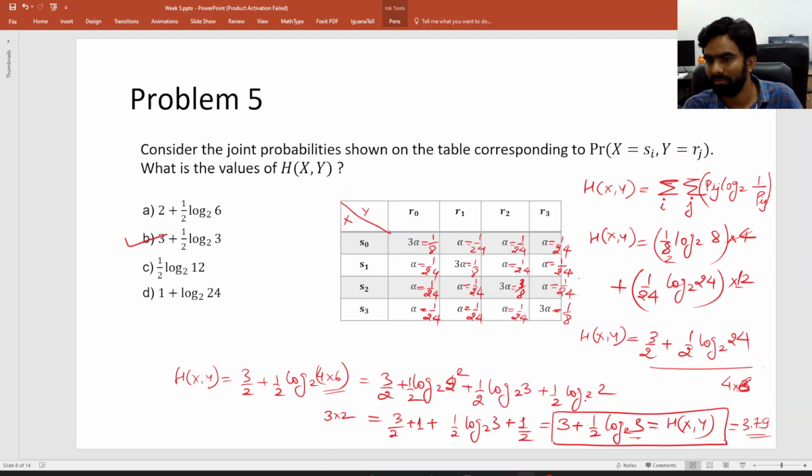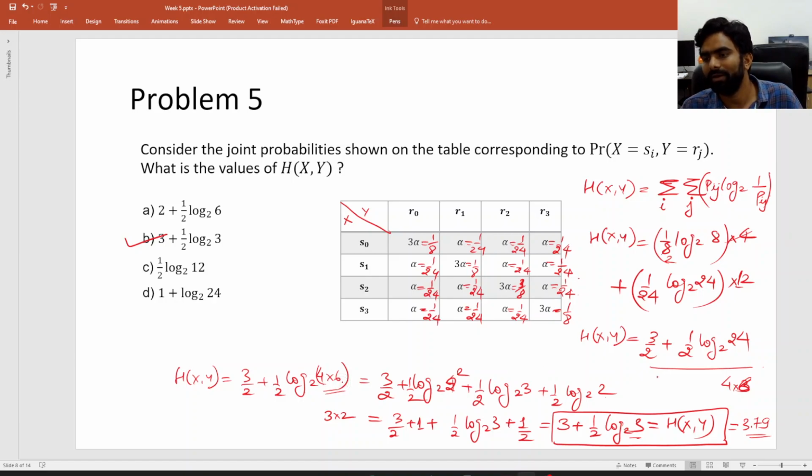This one, or here? Log base 2 of 4 into 6, we can consider it as log of m into n. Log of m and log of n, and the last term, why do we have to include 1 by 2 log base 2 of 2? Actually, this was 4 into 6.